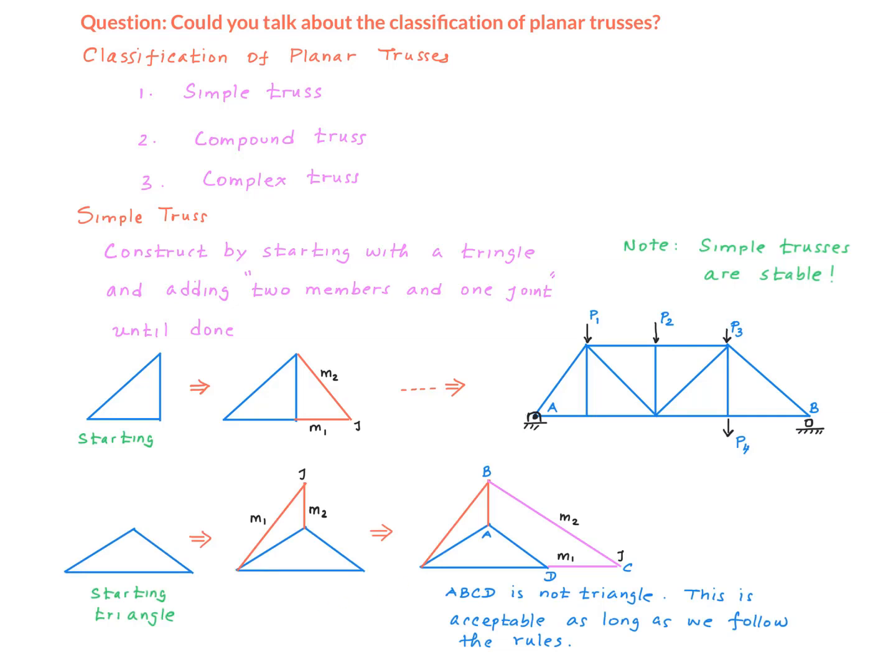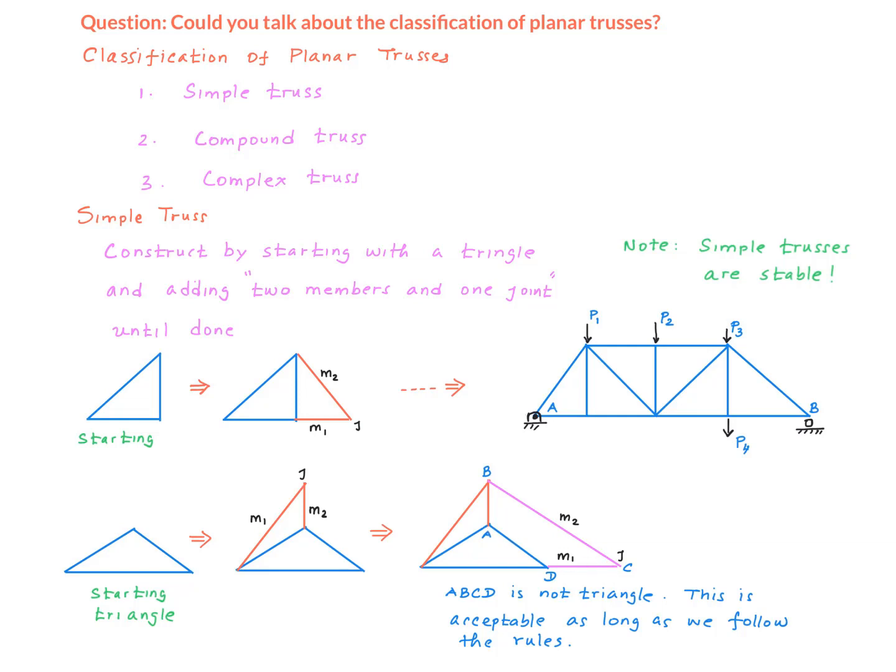Here's another example of a simple truss. We did follow this rule in arriving at this truss. There is one fundamental difference between this truss and this truss, which is that in this truss, all of these regions are triangles, whereas in this truss, this is a triangle, but this is a trapezoid.